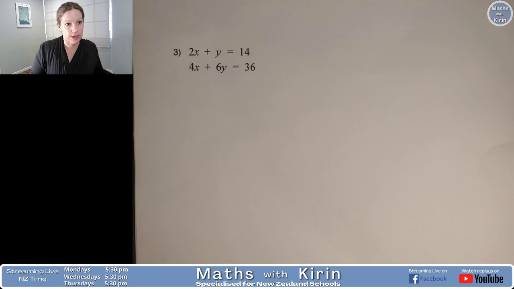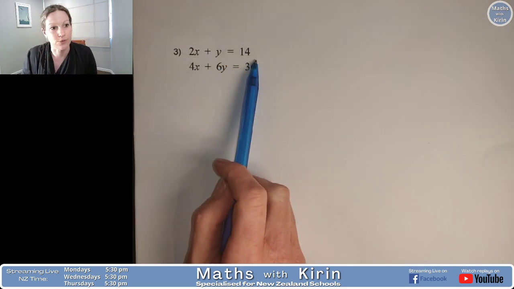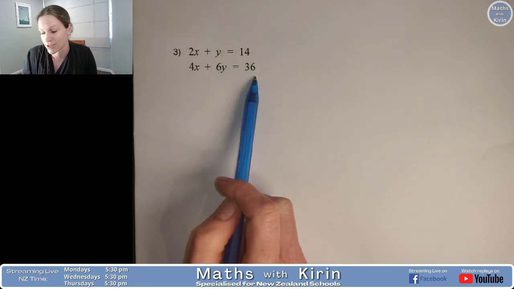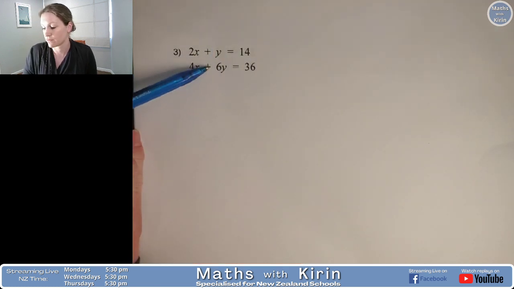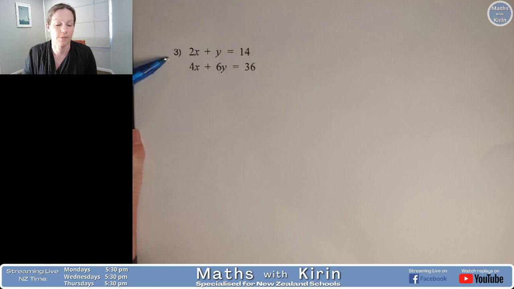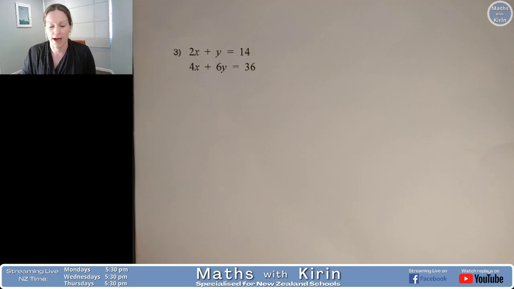So our third example, 2x plus y is 14 and 4x plus 6y is 36. So at the moment, the x's and the y's all have different coefficients, so I can't just add or subtract them as they are. I'm going to need to do some manipulation first.